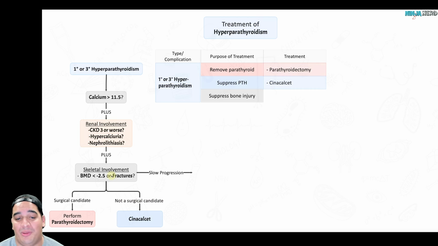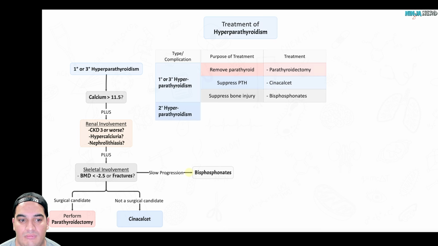The other thing is I don't want the bones to continue to get destroyed. Is there any way I can suppress the PTH that is out there from potentially chewing away the bones? Yeah, I can give them bisphosphonates. And oftentimes that's one of the beneficial things to reduce the risk of progressive bone injury through osteopenia, osteoporosis, and pathological fractures. In the secondary hyperparathyroidism patient, you really just want to focus on treating the underlying cause and preventing them from continuing to produce PTH.